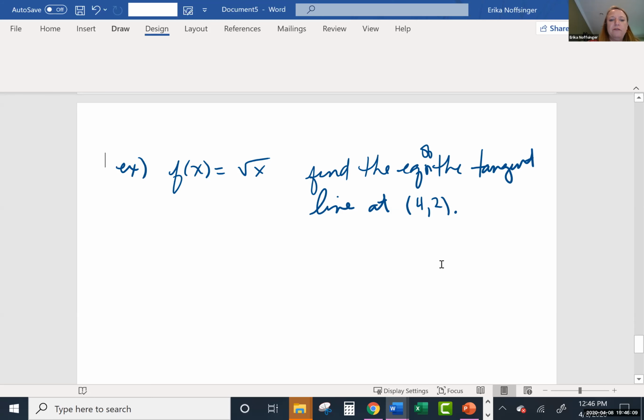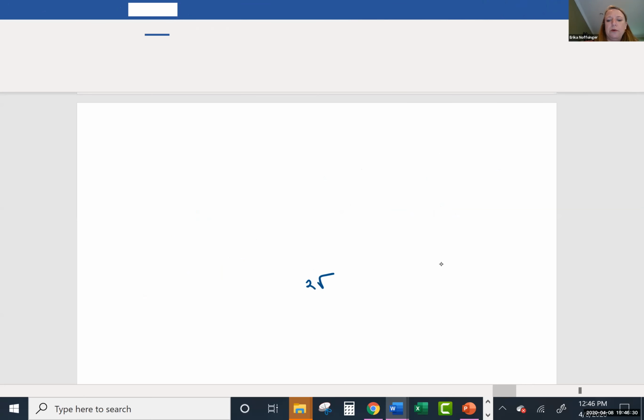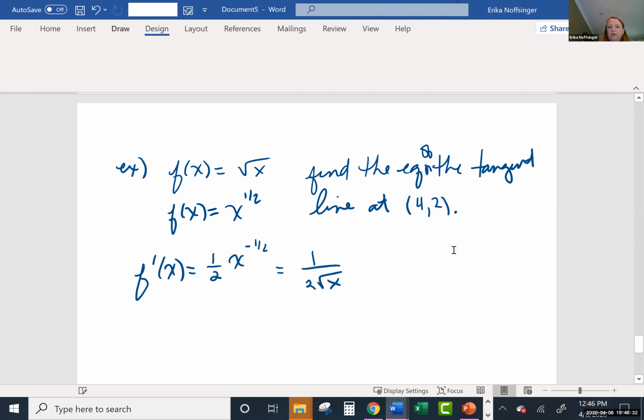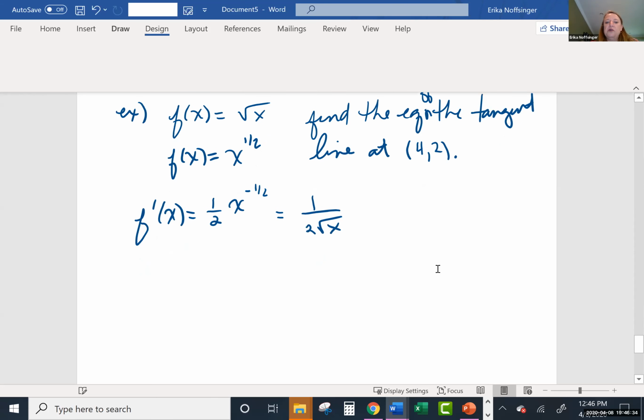And so taking the derivative, I would first rewrite f of x as x to the 1/2 power. And then I can use my power rule. So bringing my power down front, I get 1/2 x, subtract 1 from 1/2, I get negative 1/2. So this is really 1 over 2 square root of x. Okay, so that is my derivative. I need to figure out what my slope is when x is 4. So I need to figure out what f prime of 4 is.